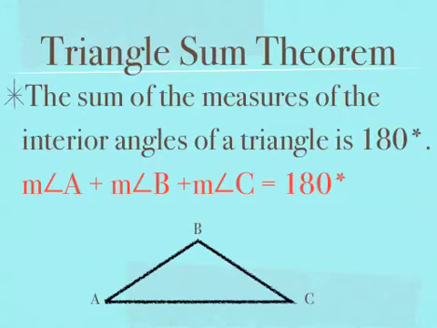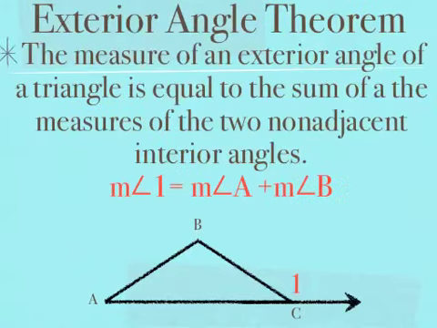The triangle sum theorem. The sum of the measures of the interior angles of a triangle is 180 degrees. So here I have triangle ABC, and I know that because this is a triangle, the measure of angle A plus the measure of angle B plus the measure of angle C will equal 180.